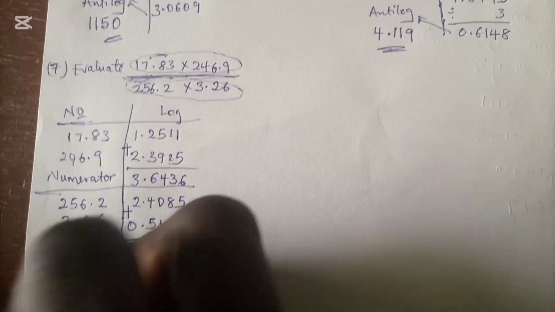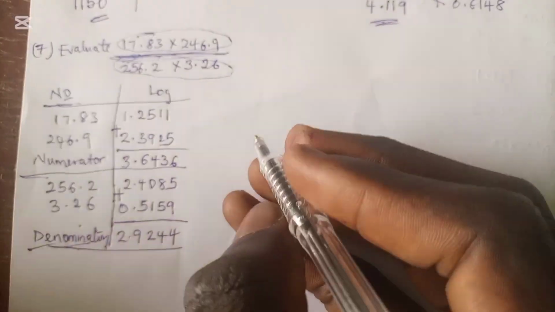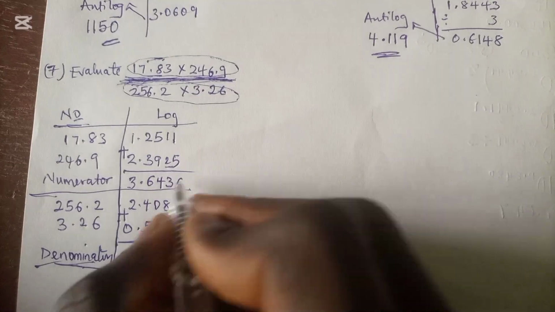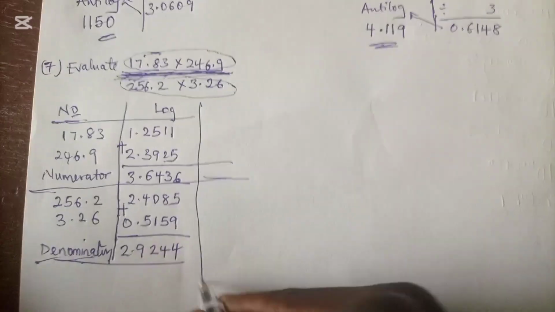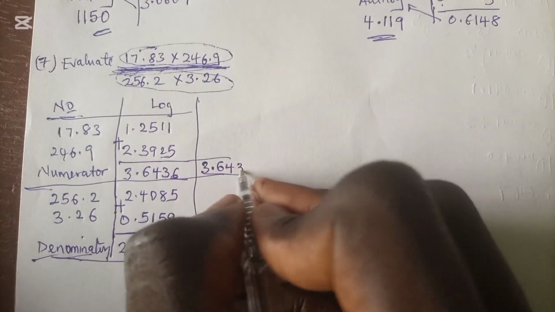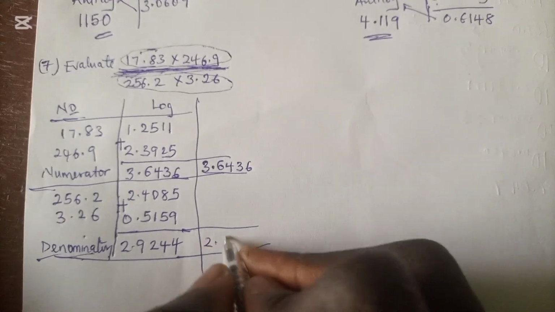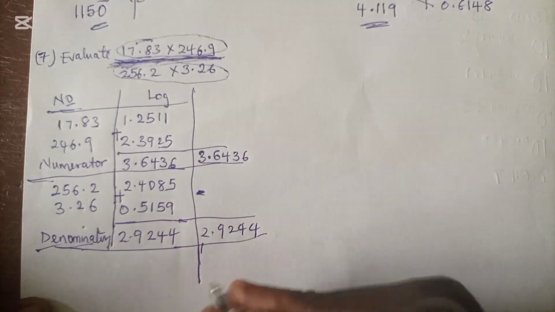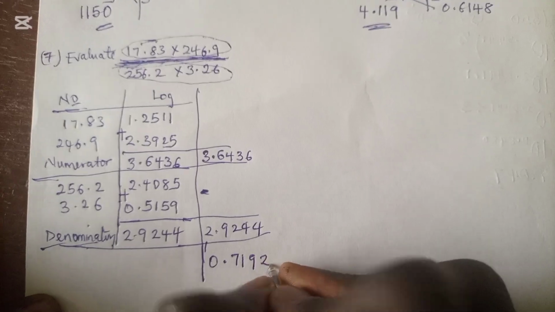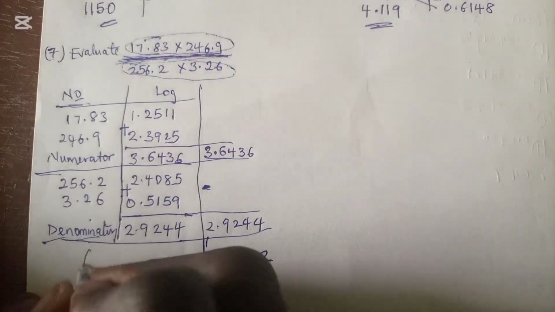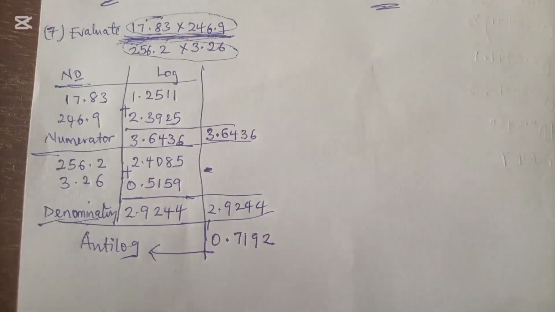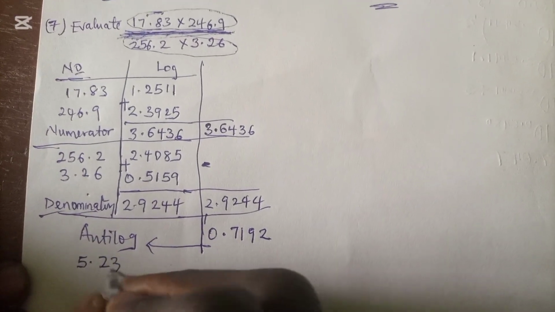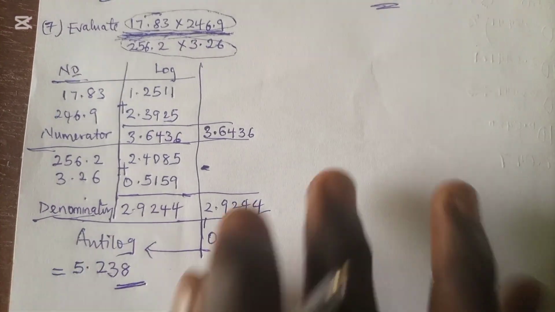Now that we have our numerator and our denominator, we can then divide them. So let's bring this out. This is 3.6436, and this is 2.9244. We are dividing, so we subtract both of these. That gives us 0.7192. Then we find the antilog, because we are putting our final logarithm, and that will give us 5.238. That is the final answer.